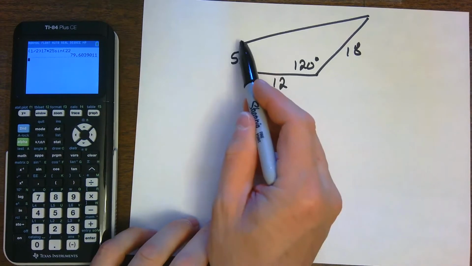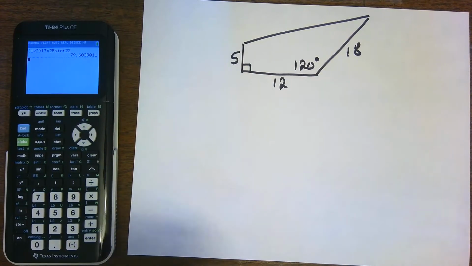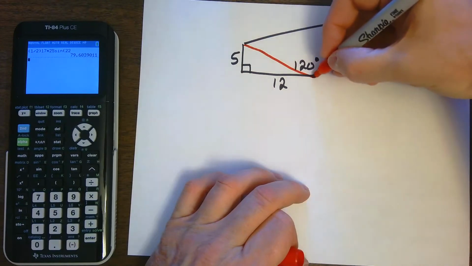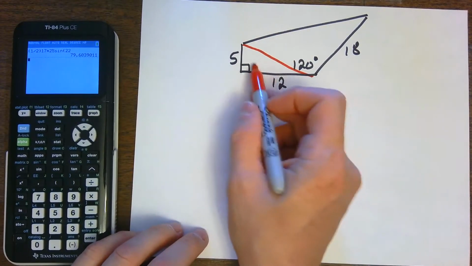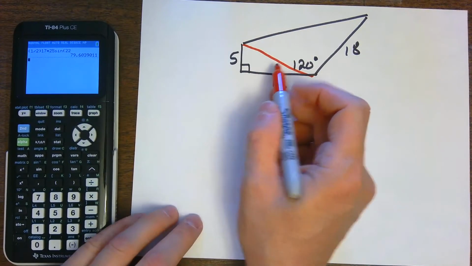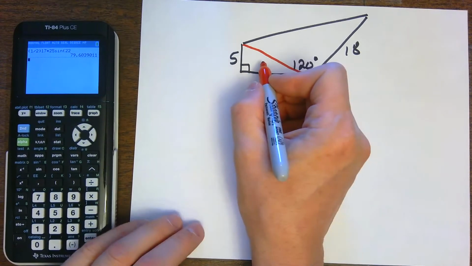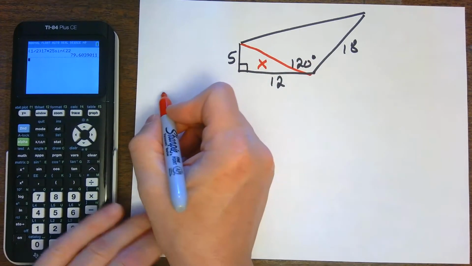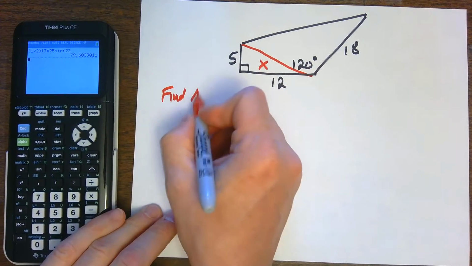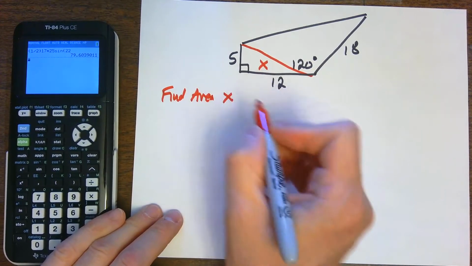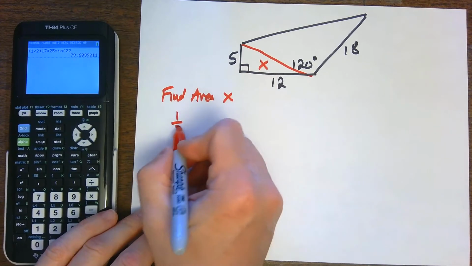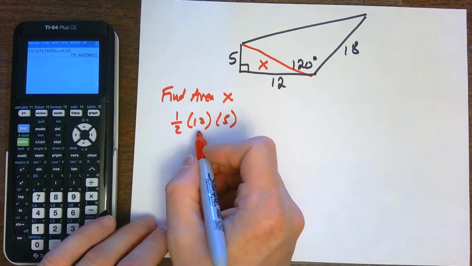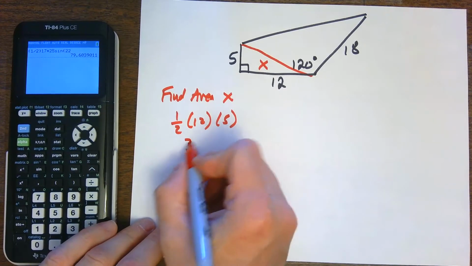Well, I could break it into two different triangles here, couldn't I? If I drop this side right here, this is a nice, well-behaved triangle. This one's very easy to do. Let's say I call this X. So we're going to find the area of triangle X. It's going to be 1/2 of the base of 12 times the height of 5, which is going to be 30.